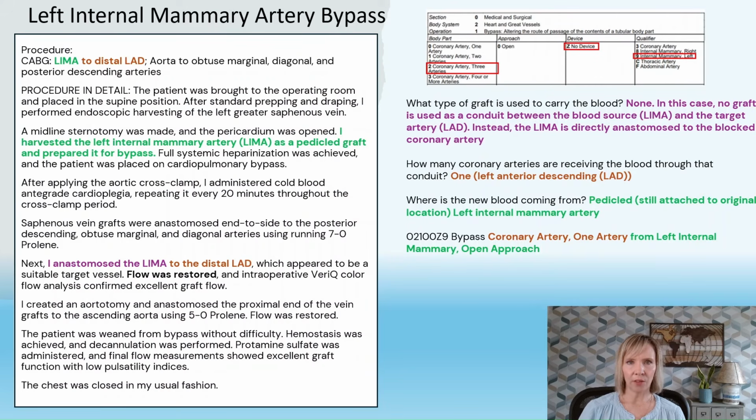Finally, we identify the source of the new blood supply, and because the LIMA remains connected at one end to its natural blood flow, the LIMA is the source of the blood flow to the revascularized coronary artery. Our final code for the LIMA bypass is bypass coronary artery, one artery from left internal mammary, open approach.